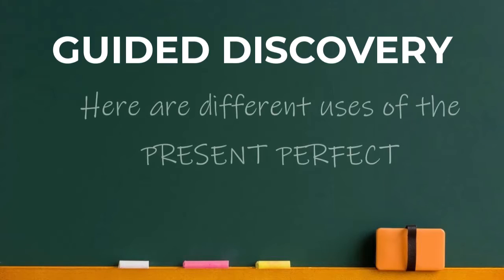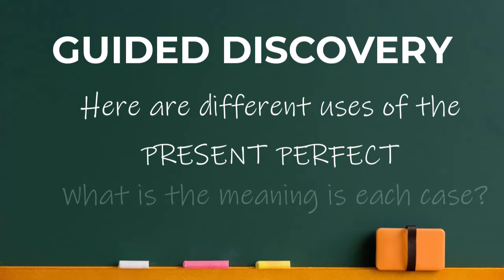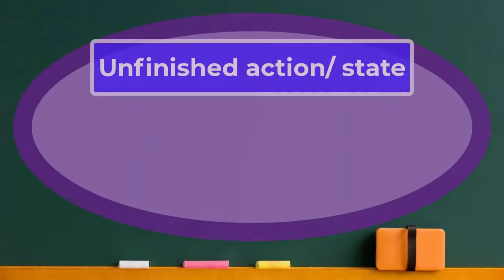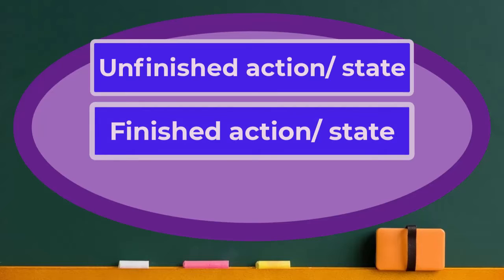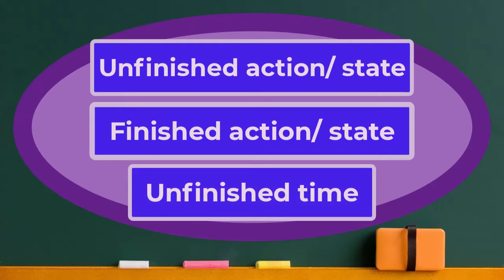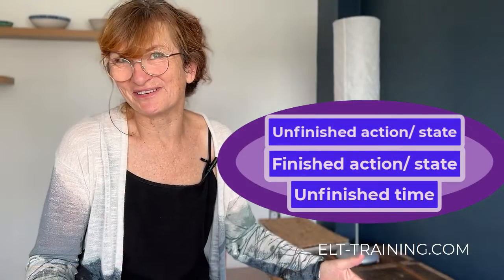Here are different uses of the present perfect. Which is the meaning? Number one, an action or state that started in the past and is still continuing. Number two, an action or state that started in the past and is finished but is relevant to now. And number three, an action in unfinished time. Watch along and see if you can identify them.